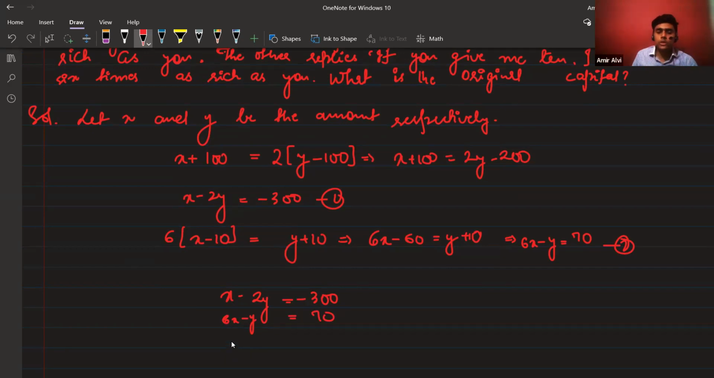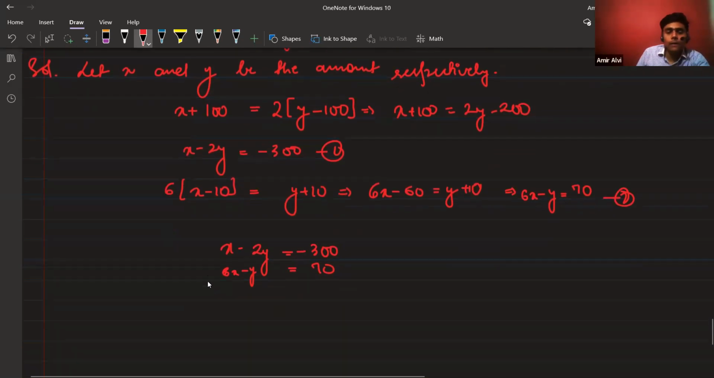Either you can use substitution or elimination. I will go with elimination in this question. It's a mixed question. Basically this class is completely dedicated to numericals, so you can use any of the methods. I'm just going with elimination.